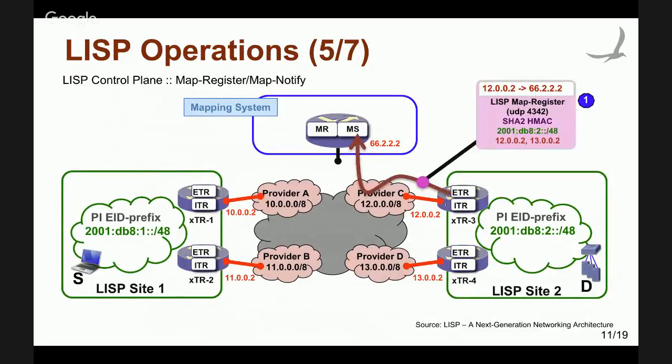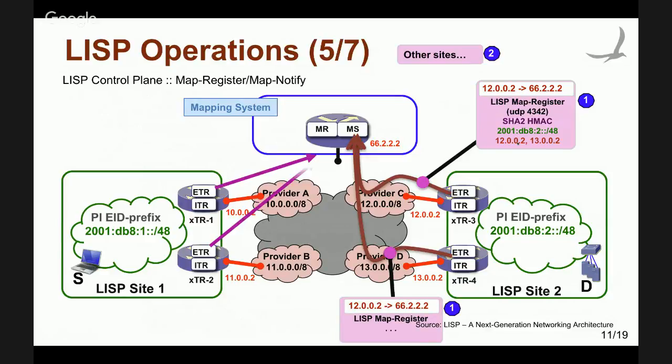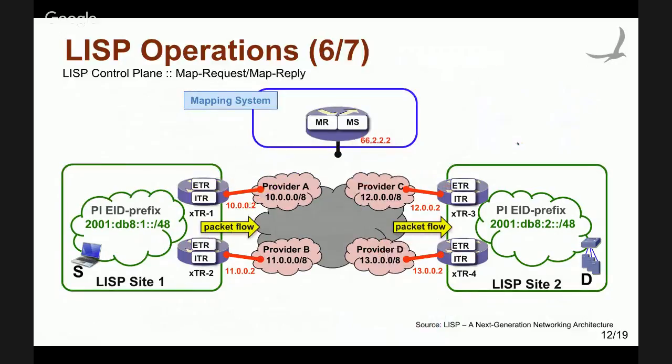So at the beginning, the ETR will send the map register message to the map server. If you look at this packet, this is a map register request. It is verified by using SHA-2 cryptography. And it will say this EID prefix is under this locator. So all ETRs are supposed to send this register message to the mapping system, and the mapping system will reply to this by using a map reply.